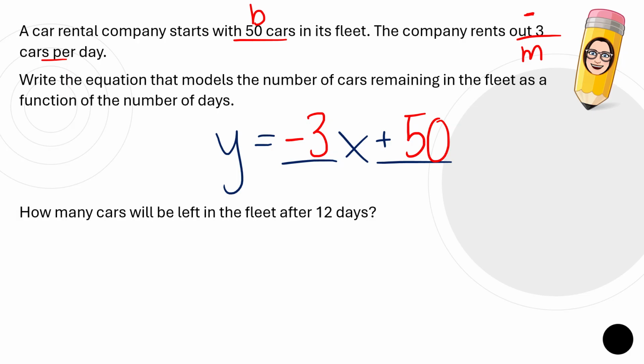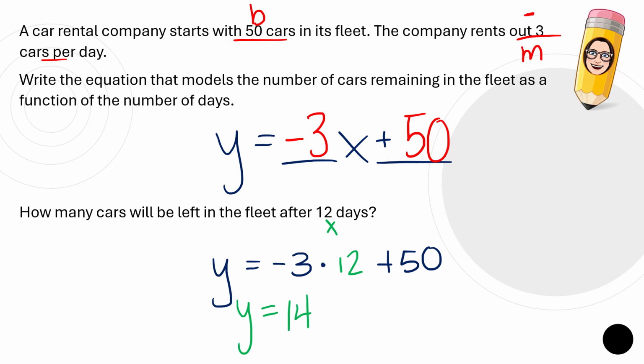All right, let's fill this in. How many cars will be left after 12 days? 12 is time, time is x. So in my equation, let's change that x to 12. Let's calculate. Negative 3 times 12 would get me negative 36. 50 and negative 36 leaves me with 14. 14 what? 14 cars if you read the question.